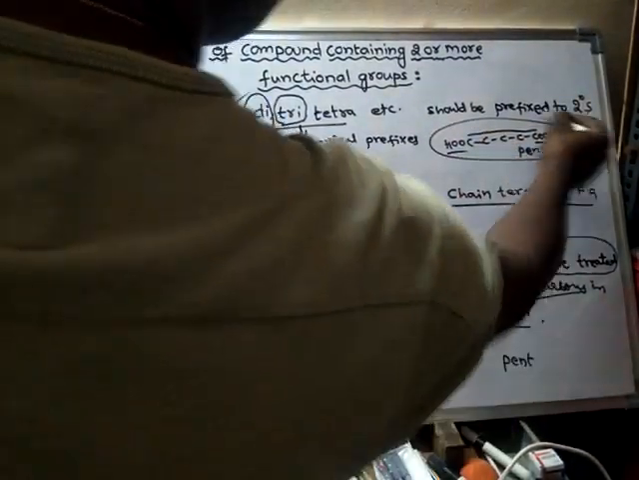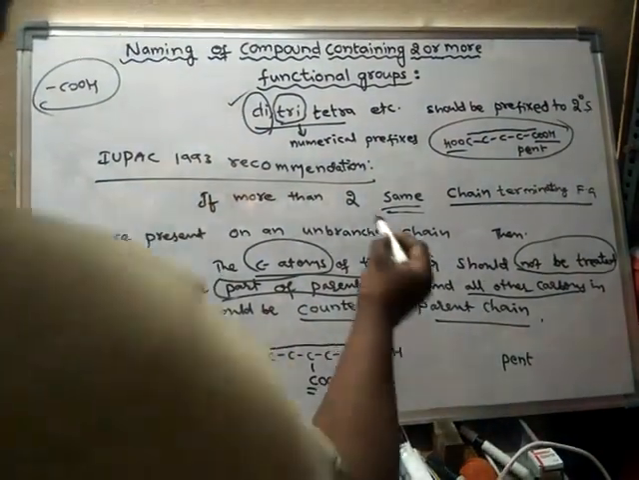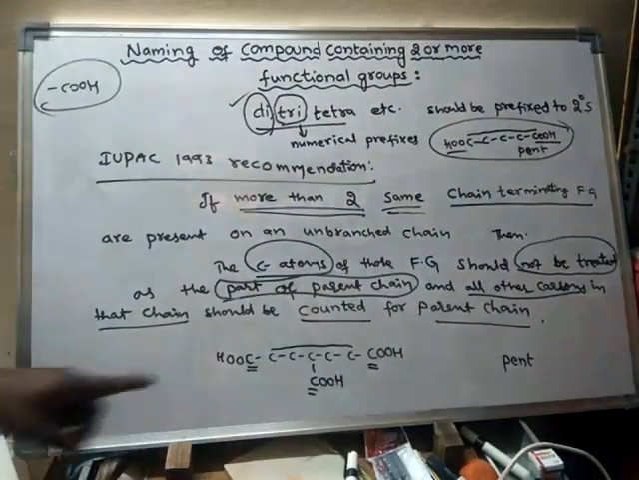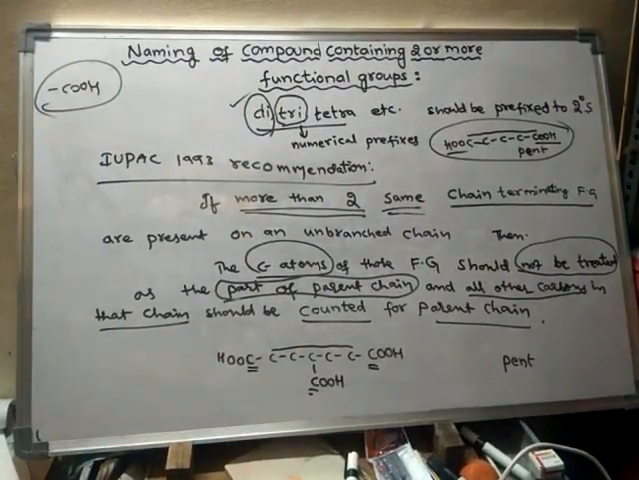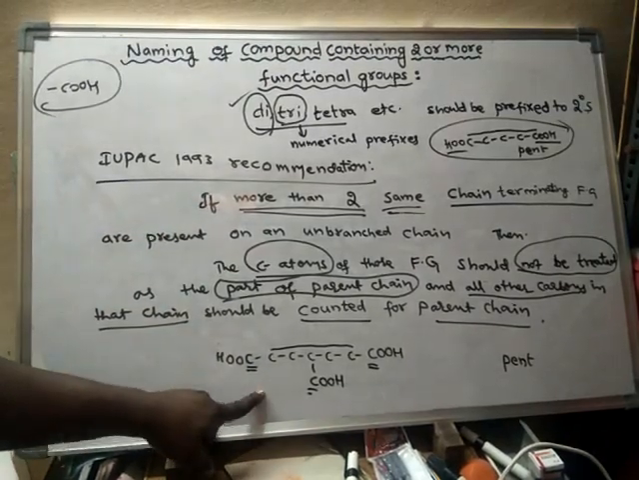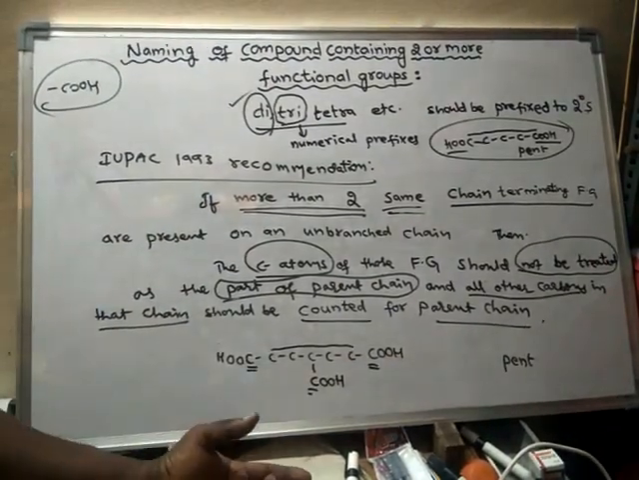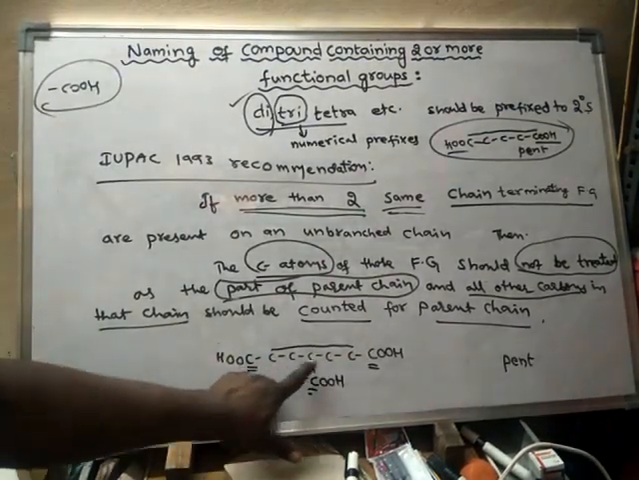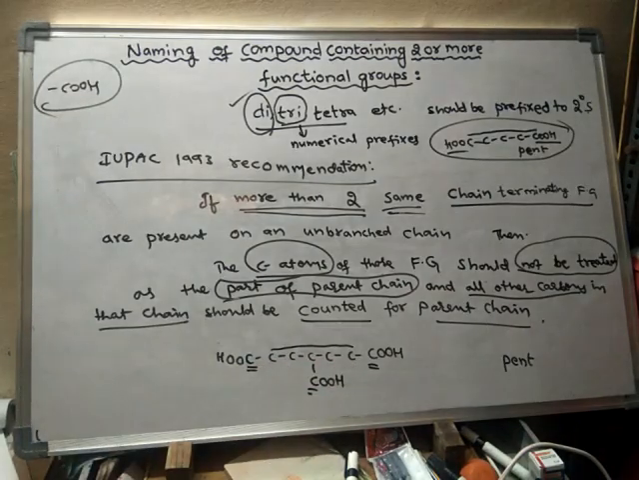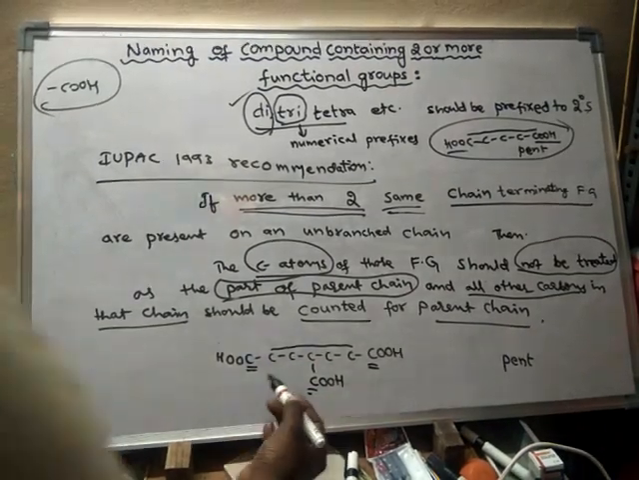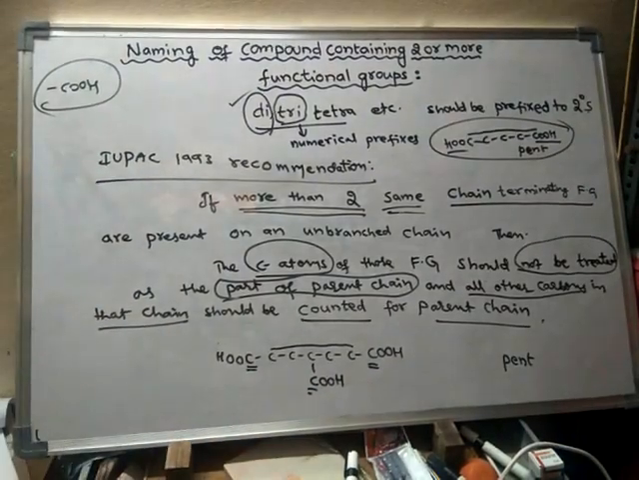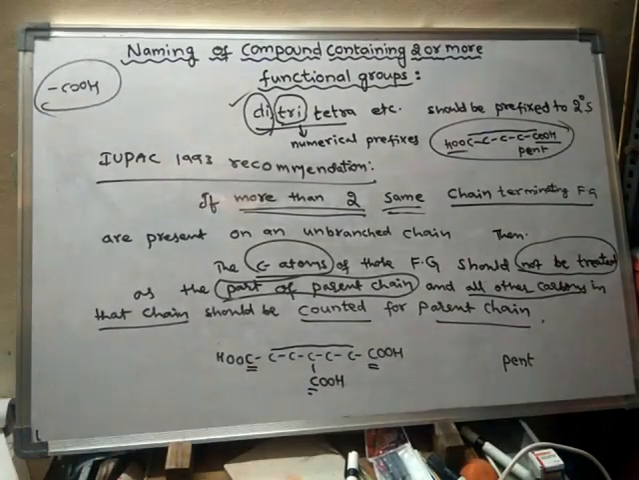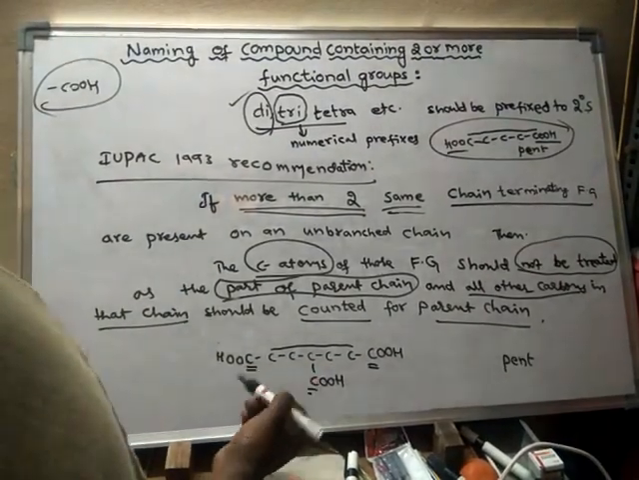This is different, the condition is different. The condition is more than two, and here only two are present. So in the case where more than two same chain terminating functional groups are present on an unbranched chain, these carbons should not be treated as part of the parent chain. All other carbons should be counted for the parent chain. So now the parent chain is pent only.